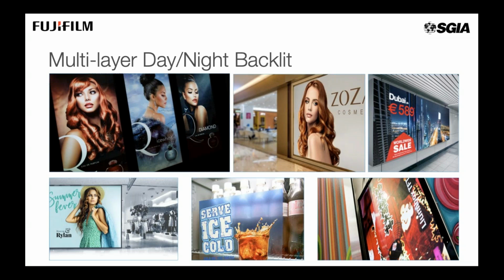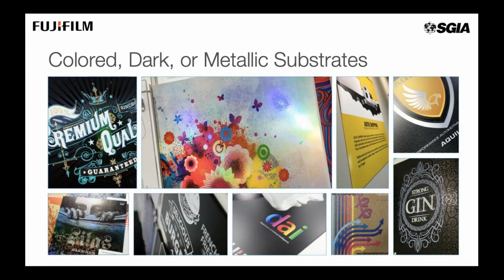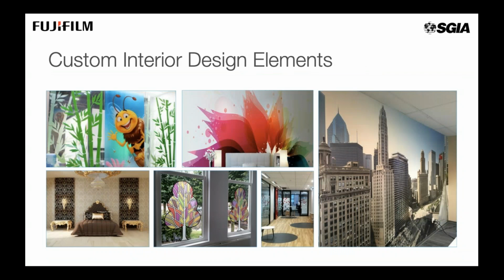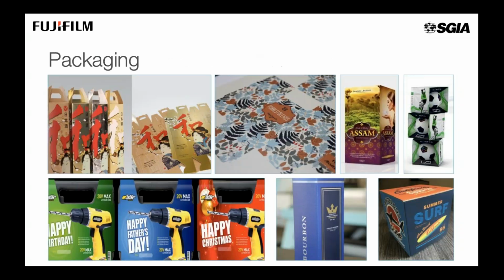So this might have replaced some fabric or paper type print. Now we're printing on some other substrates. We're seeing more dark colored and metallic substrates. Some custom interior design elements you can see here, wall coverings, things that basically will show off a commercial space. We see a lot of that. Packaging, of course, but we're seeing more and more of that in inkjet.